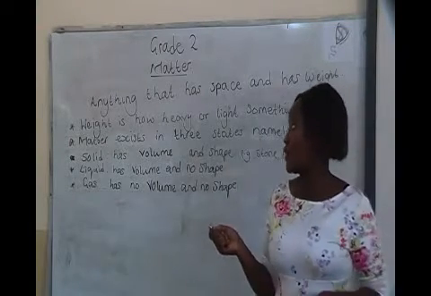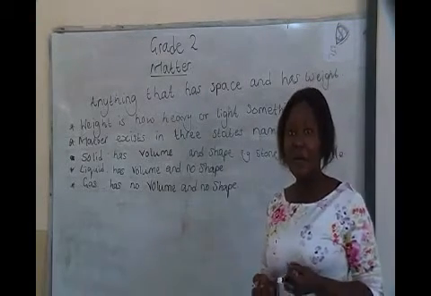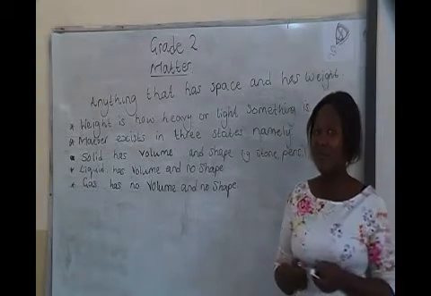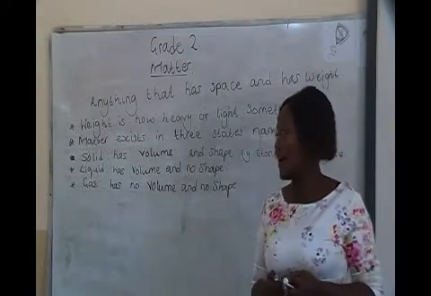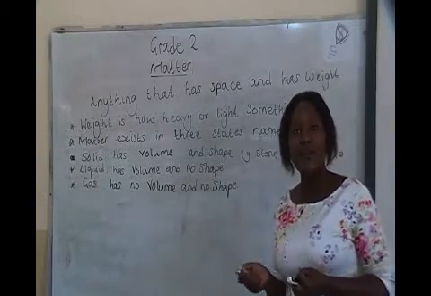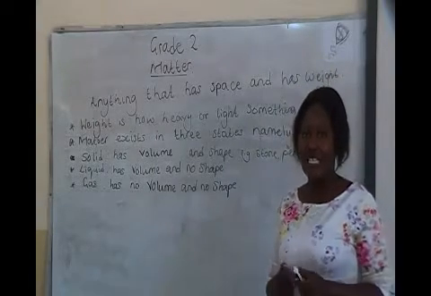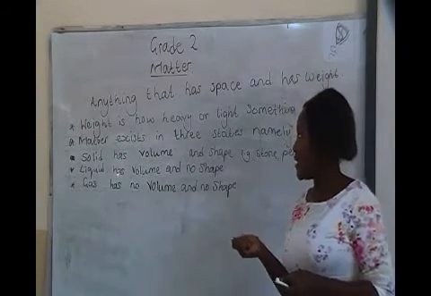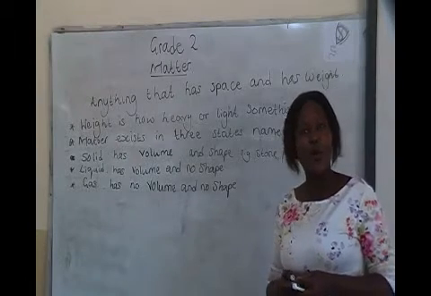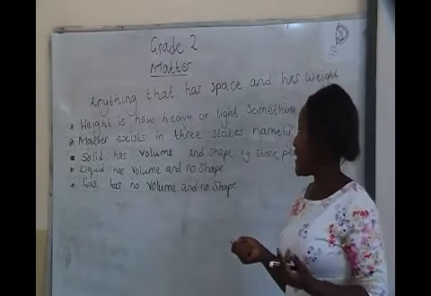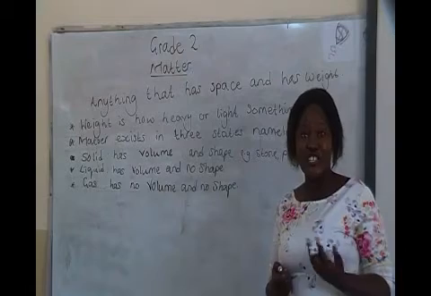And we are going to look at the 3 states of matter because it exists in 3 states. We are going to look at solid, liquid, and gas. So we're going to look at these states of matter in detail. So we're going to start with solid. What exactly is a solid? Well, a solid is something that has volume and has shape.